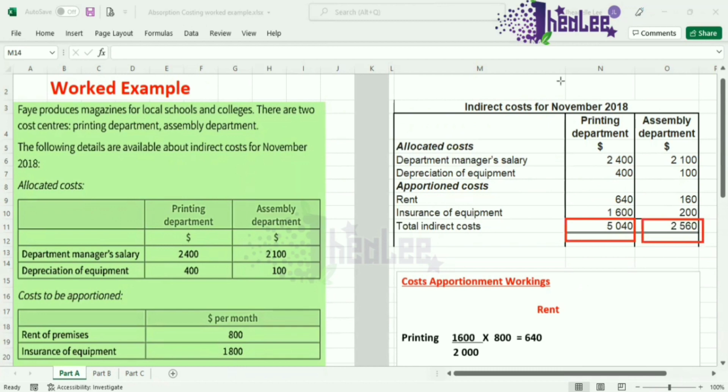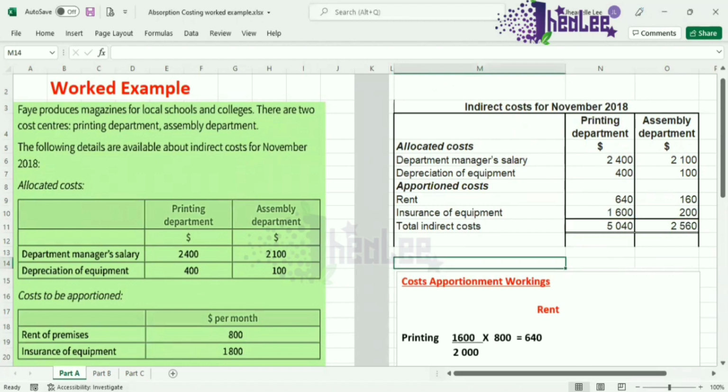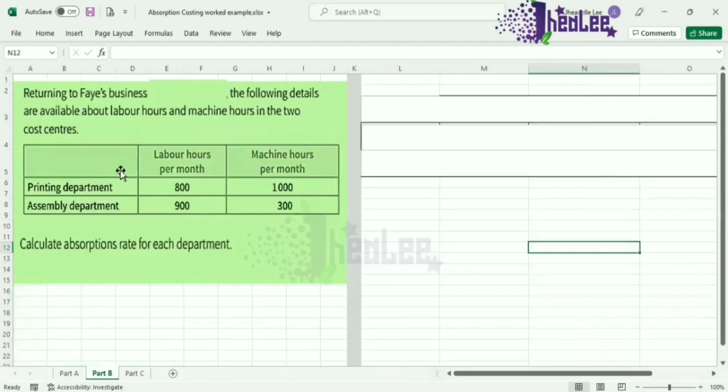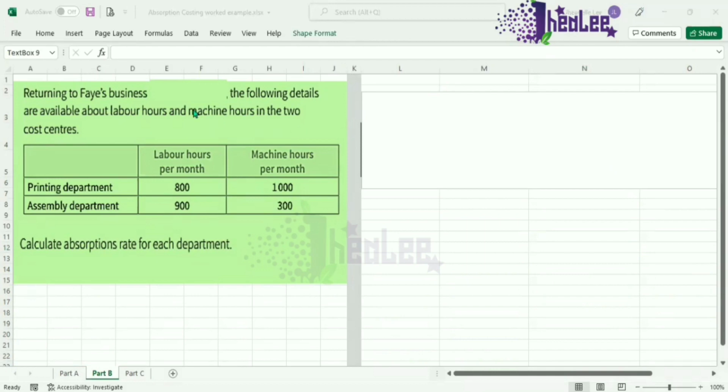We're now going to look at part B of this question. And in part B, we are looking at this information that is given to us. We're going to use this to calculate absorption rates. And the question reads, returning to phase business, which is the question that we have started in part A, the following details are available about labor hours and machine hours in the two cost centers. And the cost centers are printing department and assembly department. You're provided with labor hours per month for each and machine hours per month for each.